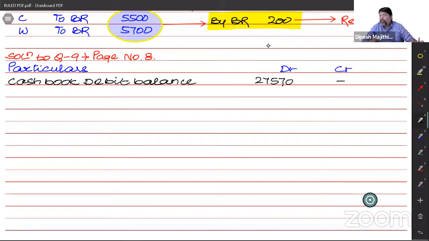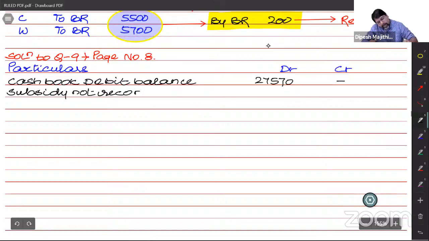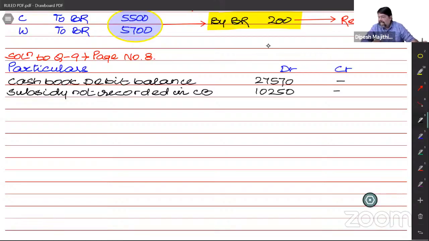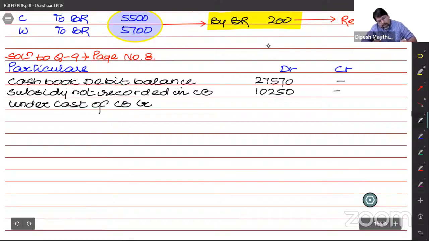First one is 10,250 debit. Subsidy recorded in cash book. Correct? Yes, sir. Then second is 350 credit, cost of cash book payment side, that is credit side. How much? 350.